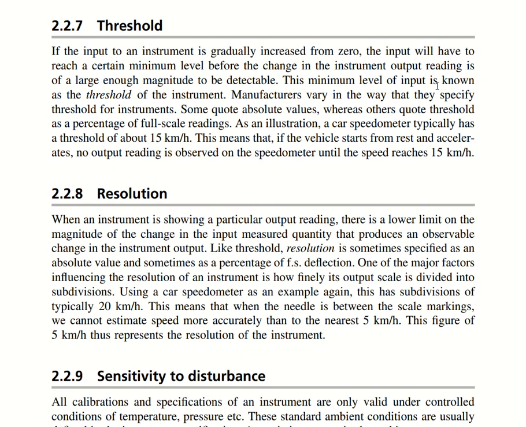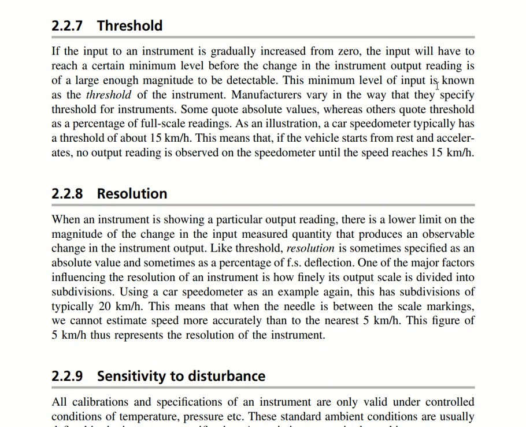As we can illustrate, a car speedometer typically has a threshold of about 15 kilometers per hour. It means if the vehicle starts from rest and accelerates, no output reading is observed on the speedometer until the speed of the car reaches 15 kilometers per hour. Right, so that's the threshold for you.